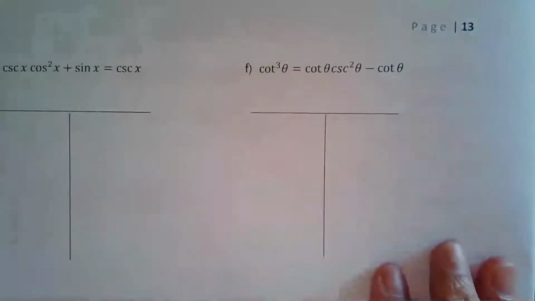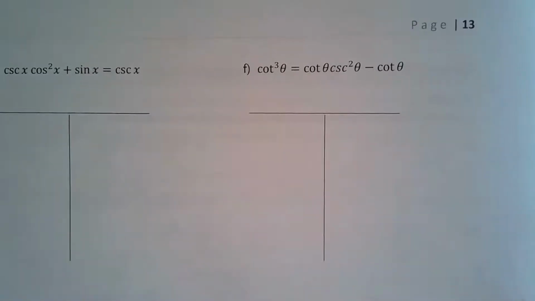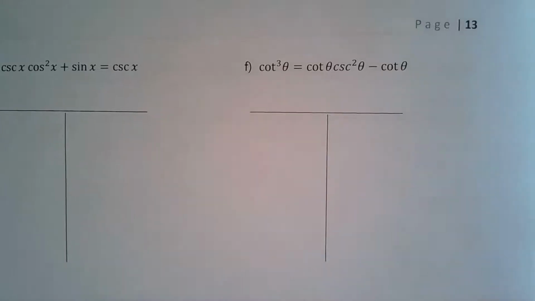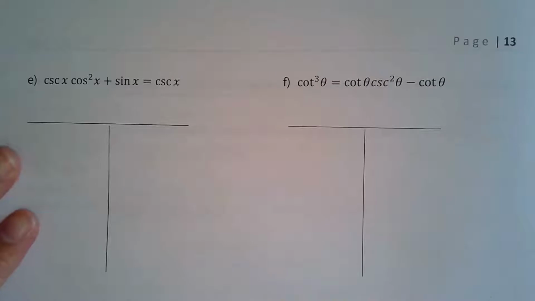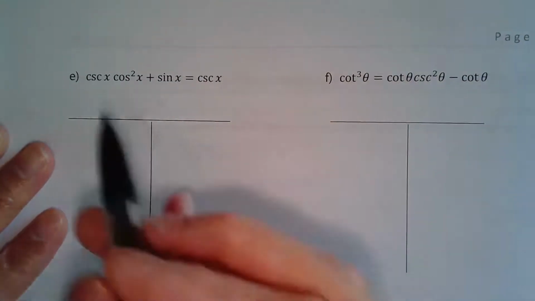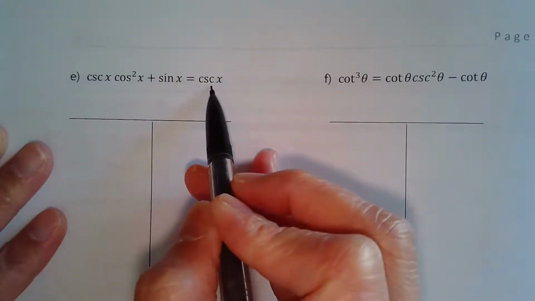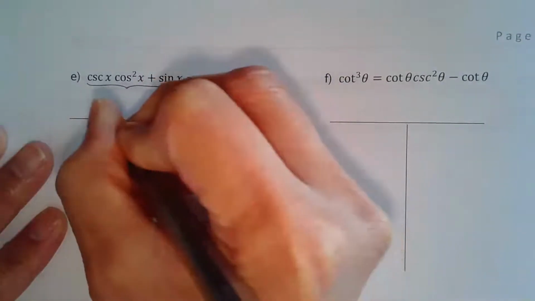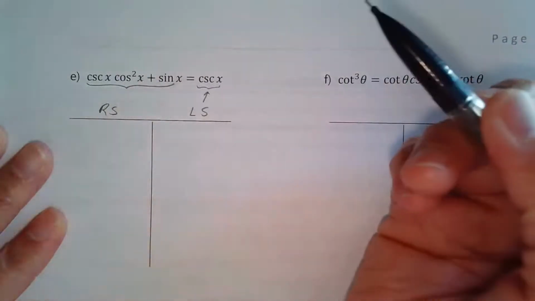Now we're going to get into a little bit more complicated stuff. Not super complicated, but it's okay. So which one can we start off with in this particular case? I'll go this way. The left side is just cosecant of x. And then all of this is the right side.